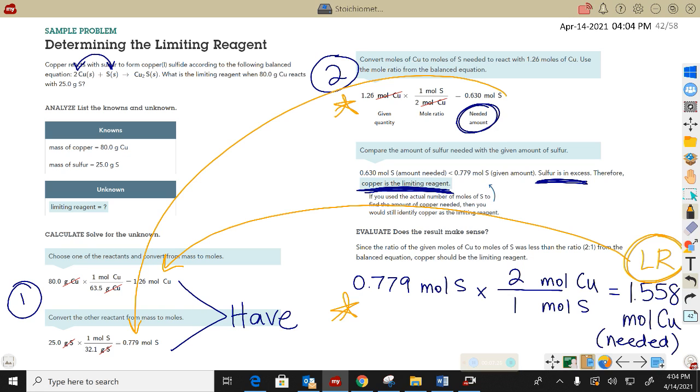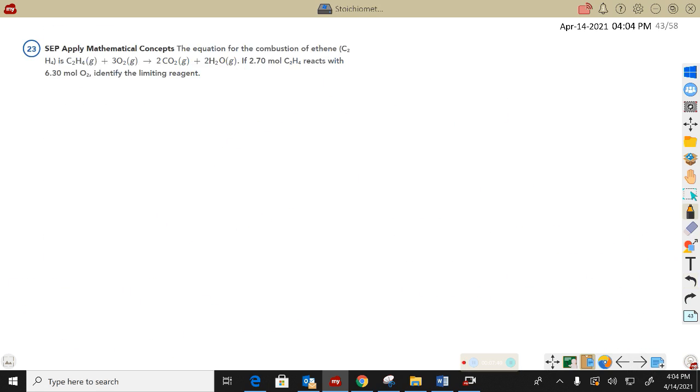Yikes! So the math behind this is really simple. It's converting grams to moles and using the ratio from the balanced equation. But the concept is really sophisticated, right? It's about using ratios to compare what I have versus what I need. And so here's a really simple example using the combustion of ethene. They give me the balanced equation and they give me moles. If 2.7 moles of the C2H4 react with 6.3 moles of oxygen, identify the limiting reactant. And let's prove that it doesn't matter which reactant you pick to start with.